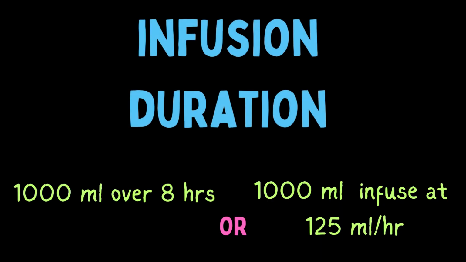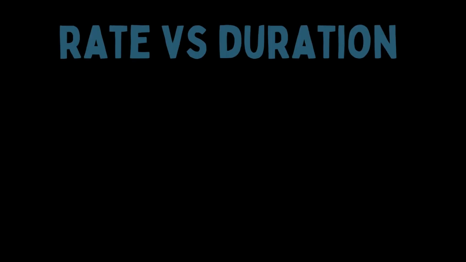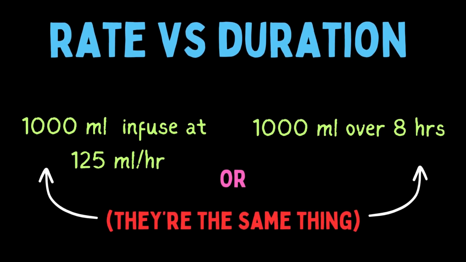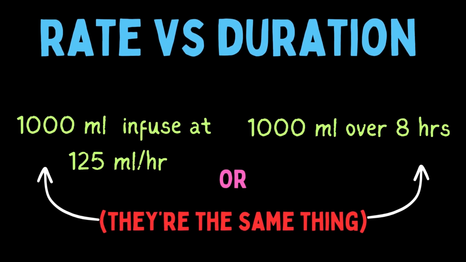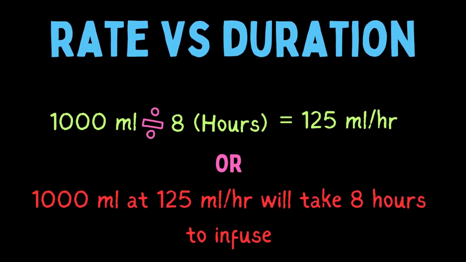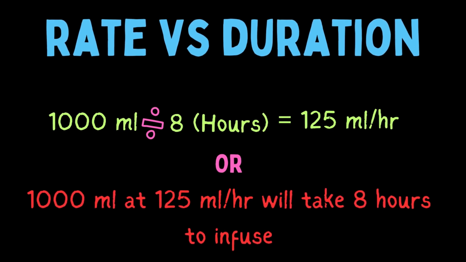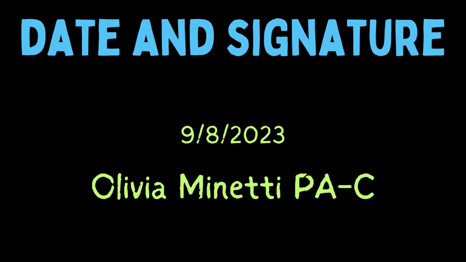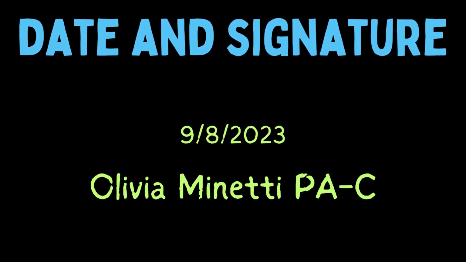The duration, which is written as maybe over 8 hours or over 4 hours. Now, if this is a continuous infusion, most healthcare providers will order either a rate or a duration, not both. If ordering the duration, it will dictate the infusion rate. So, for example, 1,000 milliliters over 8 hours would indicate a 125 milliliter an hour infusion rate. And then to top off this order, it needs a date and your signature and credentials.